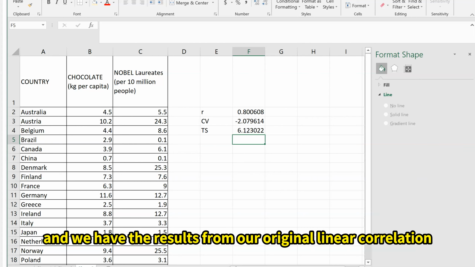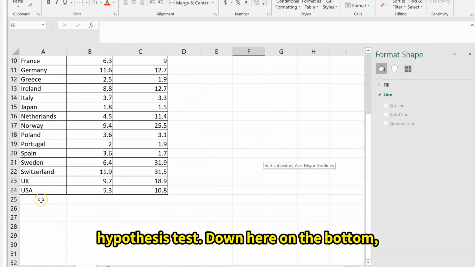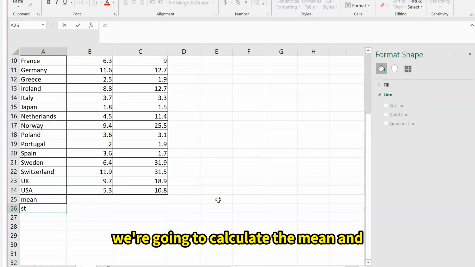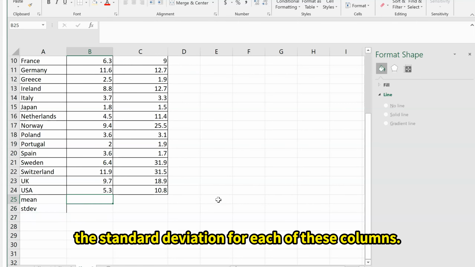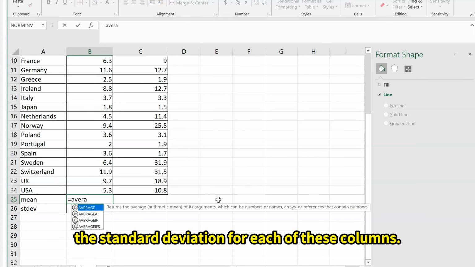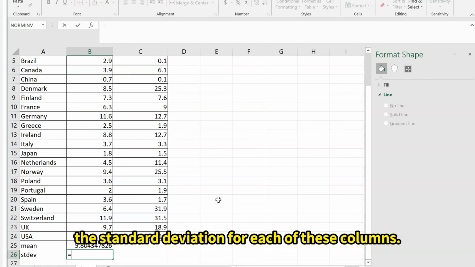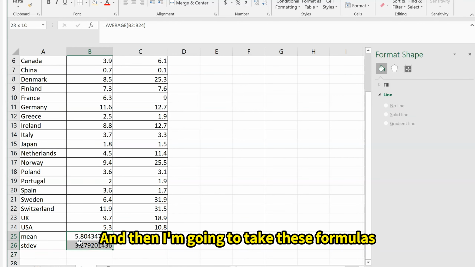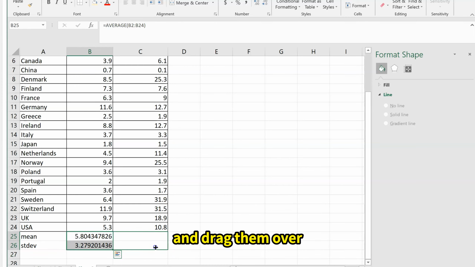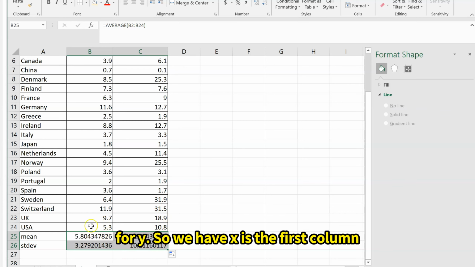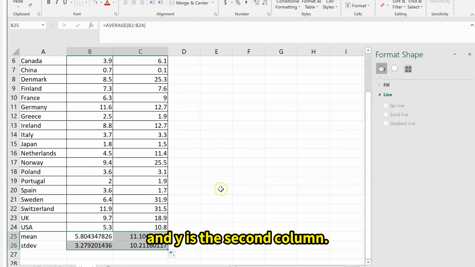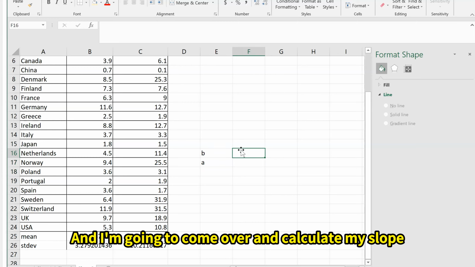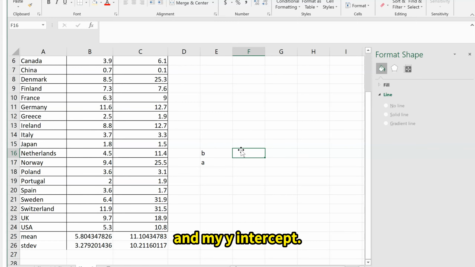Here we have that same data, and we have the results from our original linear correlation hypothesis test. Down here on the bottom, we're going to calculate the mean and the standard deviation for each of these columns. So standard deviation .s, and then I'm going to take these formulas and drag them over so that they calculate it for y. So we have x is the first column and y is the second column. And now I'm going to come over and calculate my slope and my y-intercept.